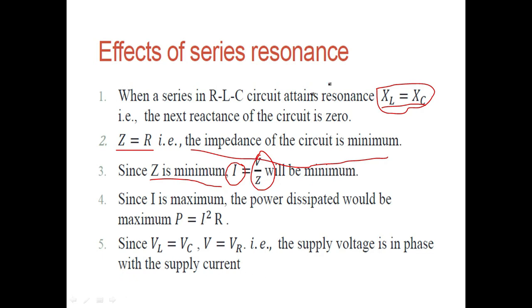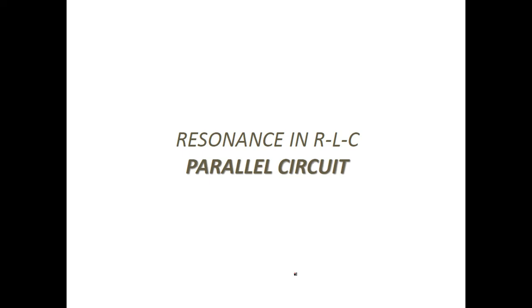For this case the current I is maximum, so the power dissipated is also maximum, because we know the relationship power is equal to I square into R. Since the voltage drops across the inductor and the capacitor are equal, the voltage drop across the resistance, VR, equals the supply voltage V, and it is in phase with the supply current. Here current and voltage are in phase with each other.